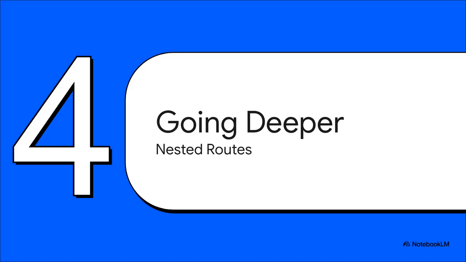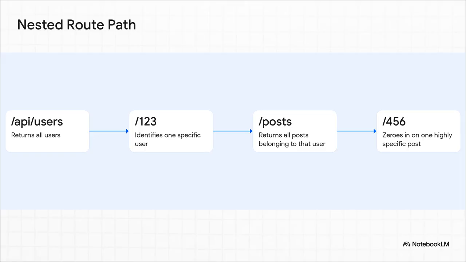Section 4. Going deeper. Nested routes. Now we're going to look at how servers handle complex relationships between completely different types of data. Let's trace the path of a nested route step by step. Say we start at step 1, /API/users. This returns all users. Now step 2, we add /123. Now we're looking at one specific user.